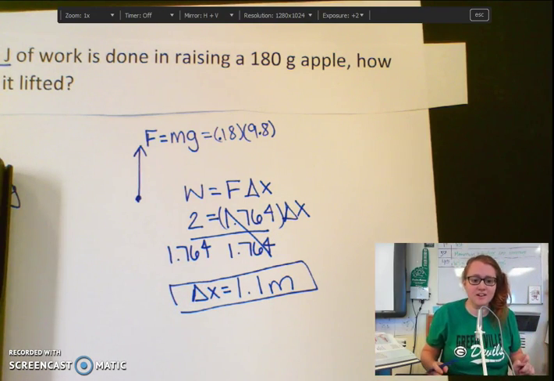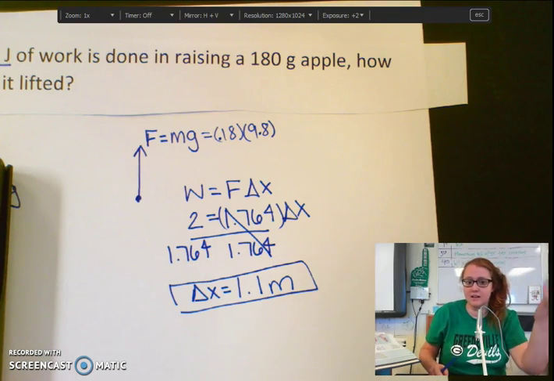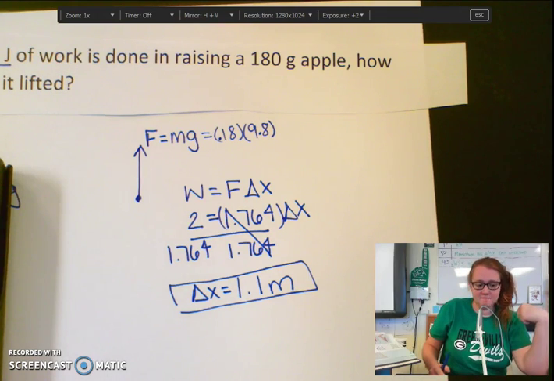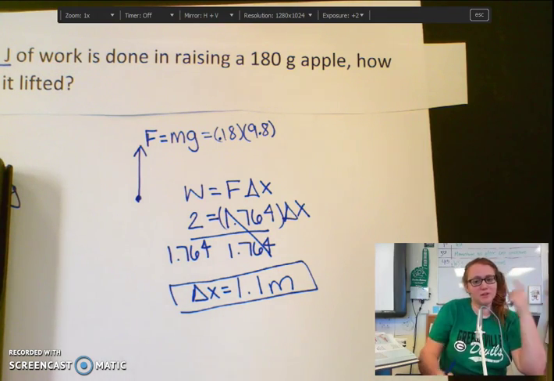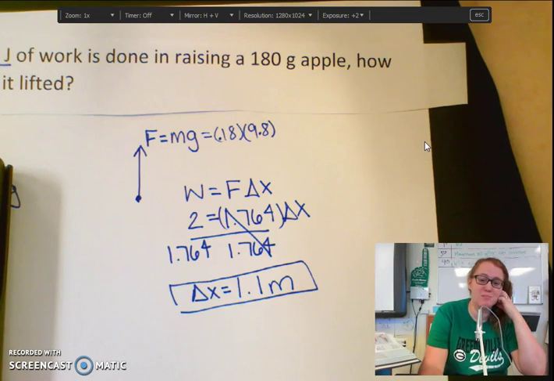Okay guys, well that's all of our examples. I hope you are kind of getting the hang of calculating how work works, or how we use work to transfer energy. More videos to come for energy, and we're going to start looking at energy pie charts.